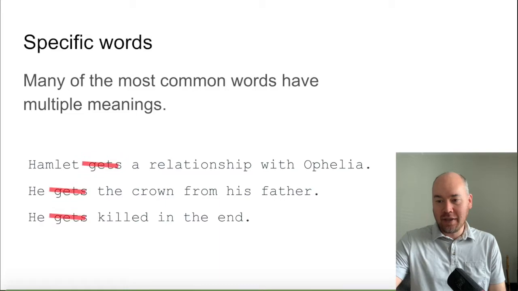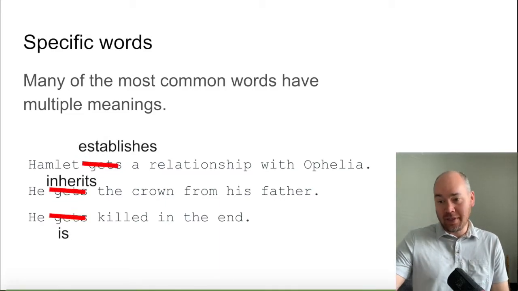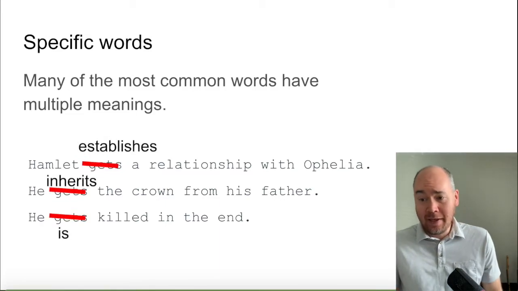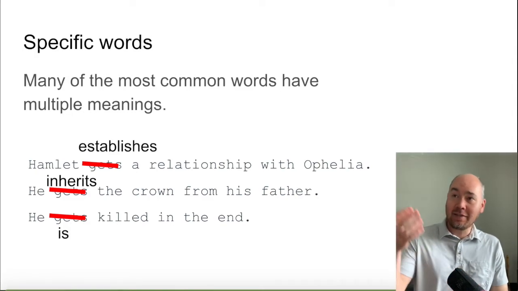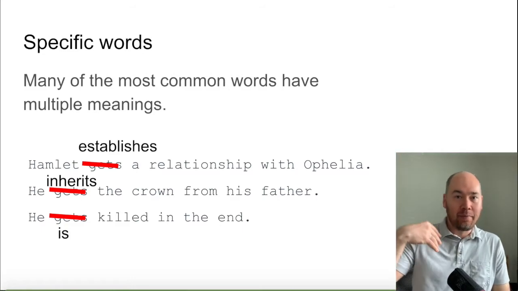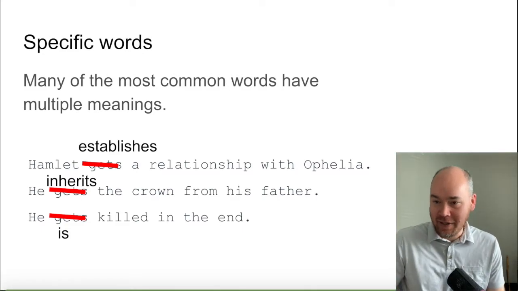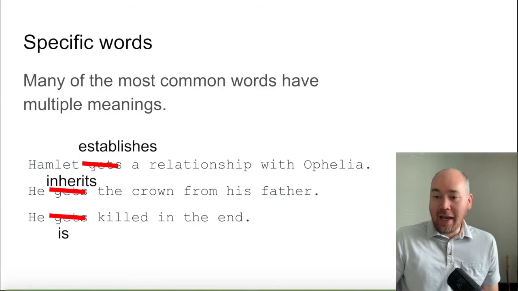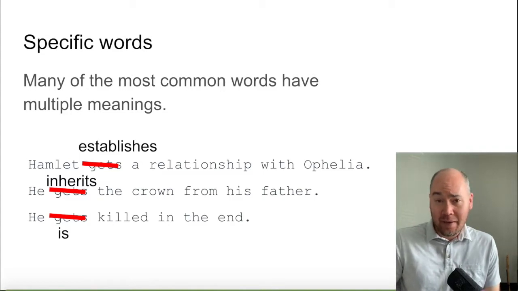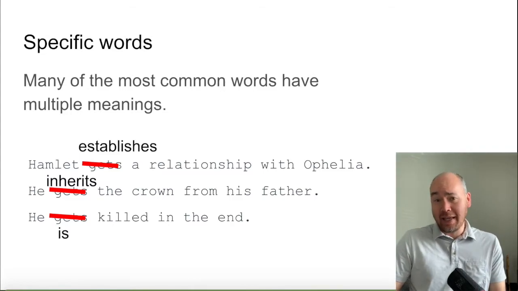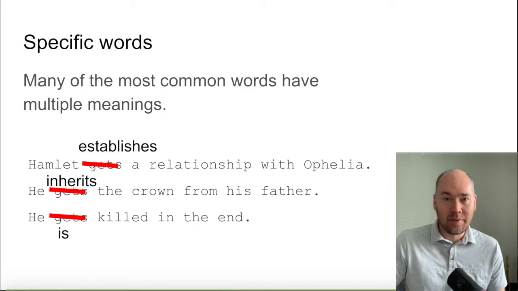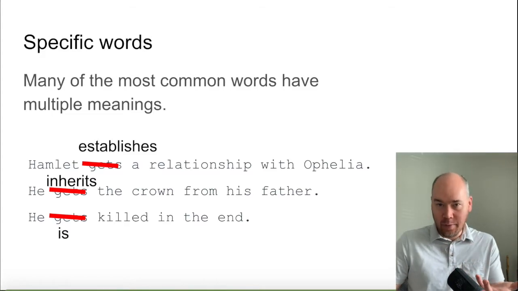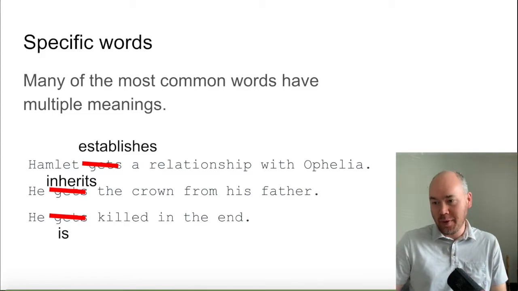So we can use other words, more specific words, maybe these words. Establishes means more like he built a relationship. Inherits is when you get something from a family member who died, which is a very specific type of getting. And the last one isn't really more specific, but it is more formal. The get version of passive voice is more seen in informal speech and writing. And then the be verb version with is or are is more formal. And that brings me to the next topic.